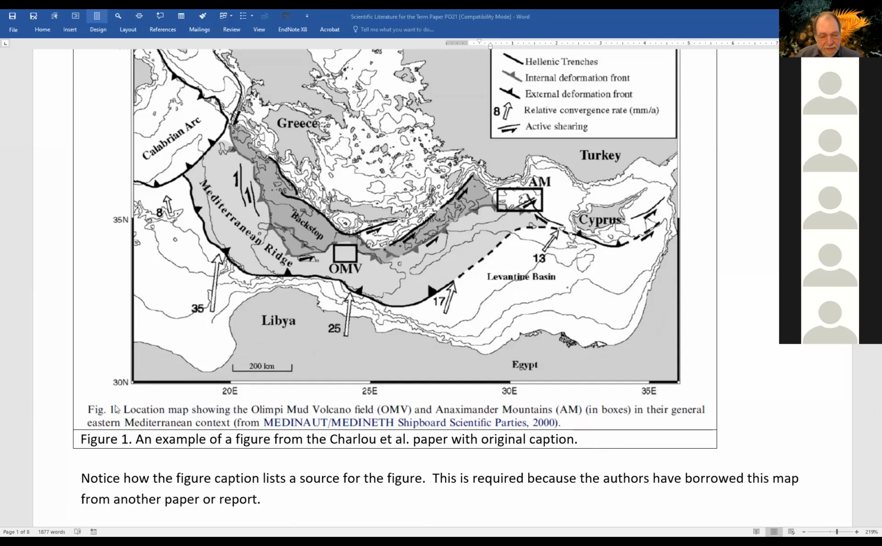And so in the original figure here, what you notice is that the source of this map is listed because it was previously published. Most of the figures that you're going to use in your research are going to be previously published. So when you go to write your figure captions, you're going to have to include a citation to where you got the figure. In this case, they're saying that this came from this publication, Shipboard Scientific Parties 2000. So that would be a reference to where this data came from.